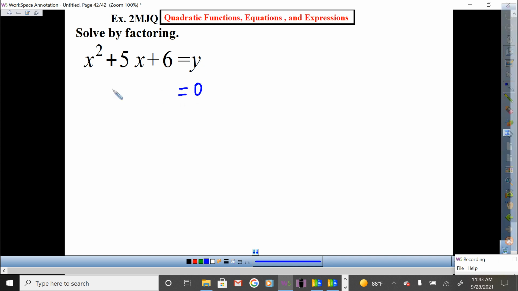Set it equal to 0. x squared plus 5x plus 6. Okay. Now notice we're still factoring, right? We're not solving by square roots or anything like that. Philip, since there's no GCF, how can we factor this?